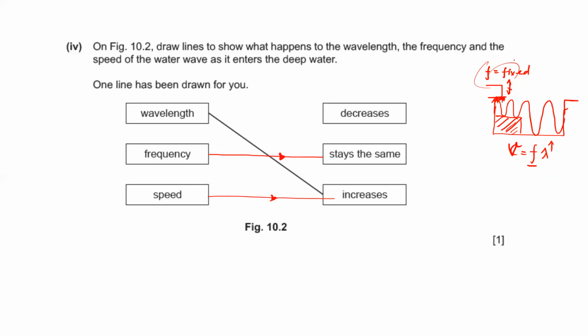In v equals f lambda, the frequency constant will remain fixed. So this is the base: v equals f lambda. With the frequency fixed, as the wavelength increases, the speed also increases.